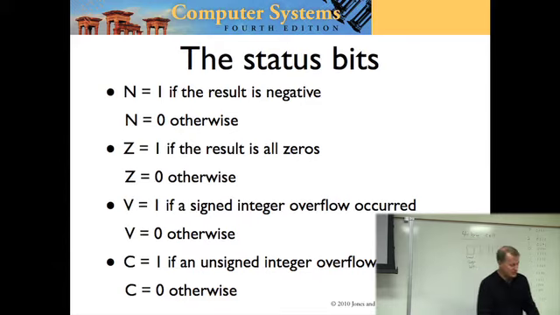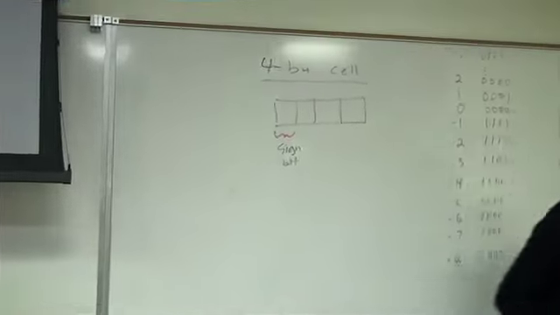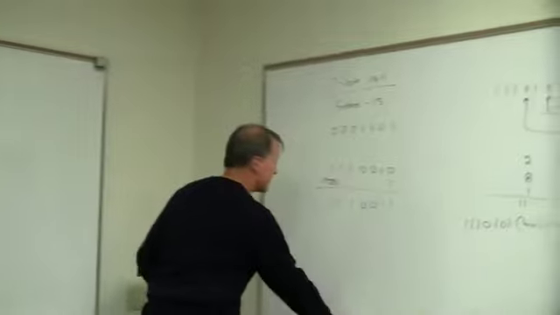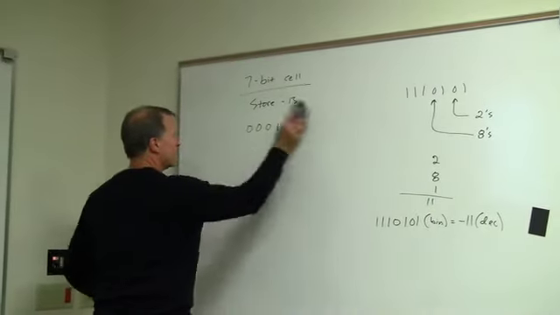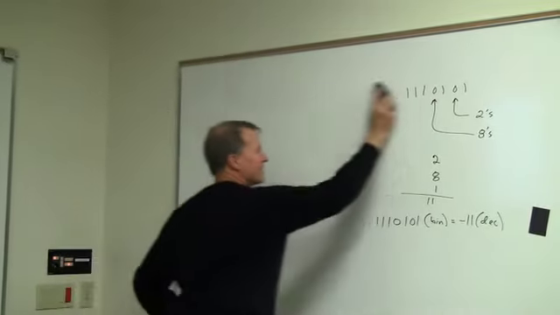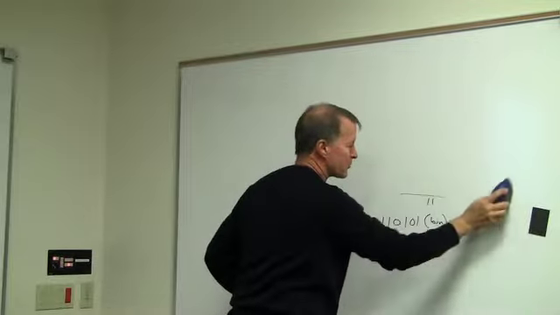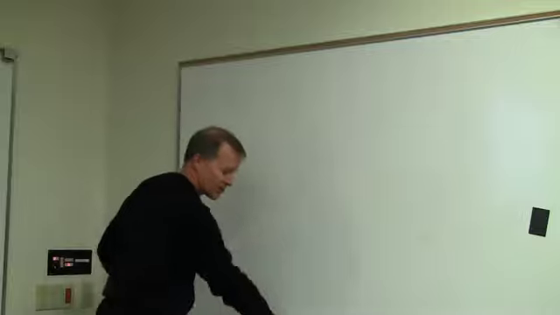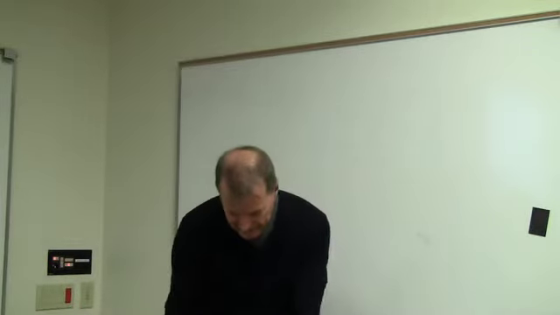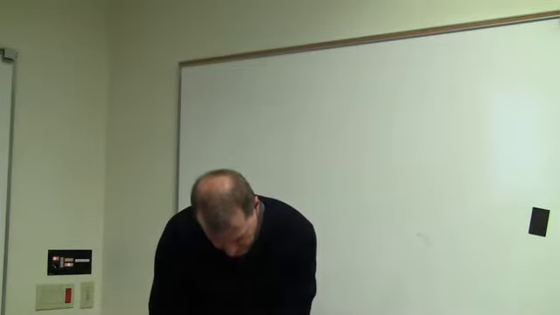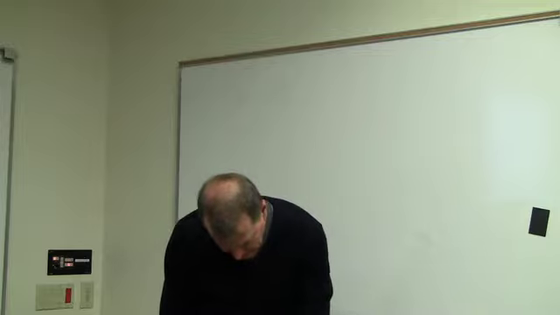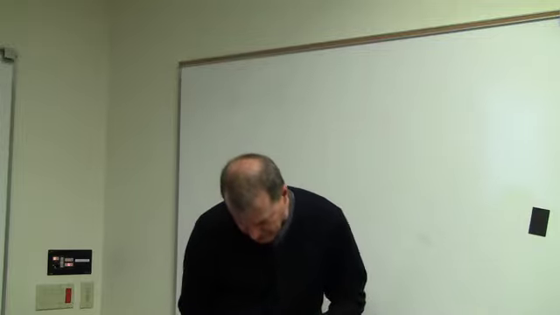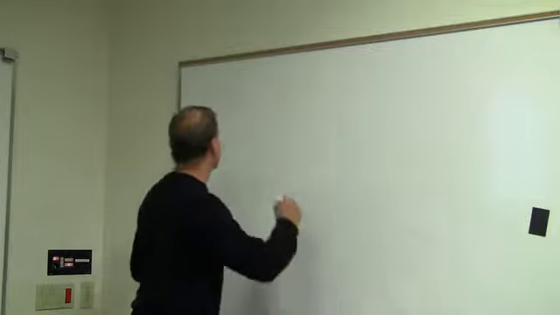Okay. So let's do some over here. We'll have to come up with some rules to see how these bits are all set. I think I assigned number 20, some additions, and we will do number 19. So number 19, here we have a 7-bit.